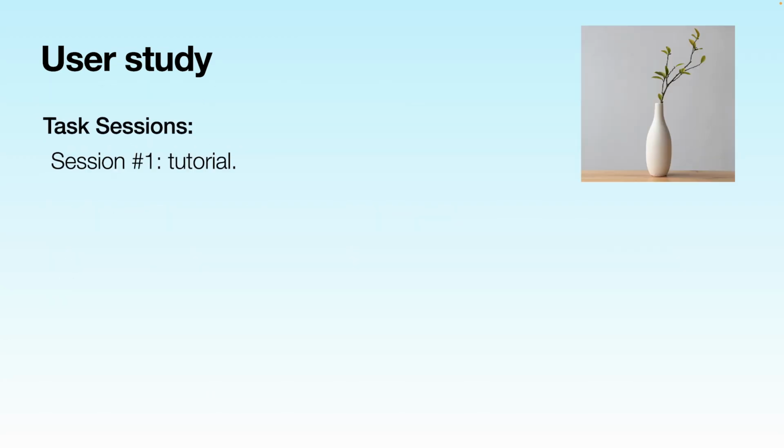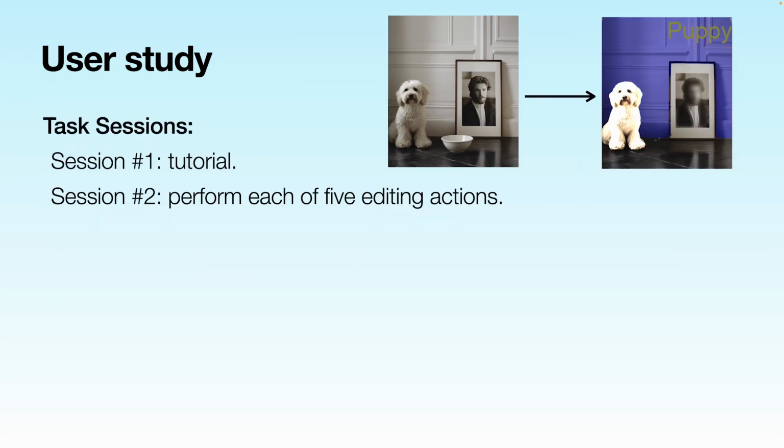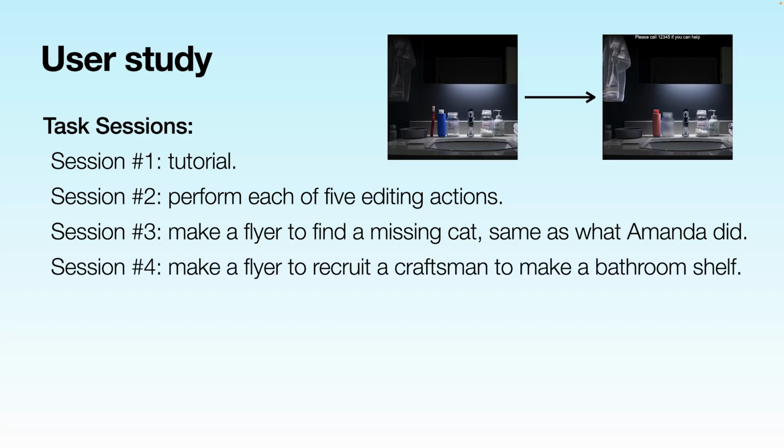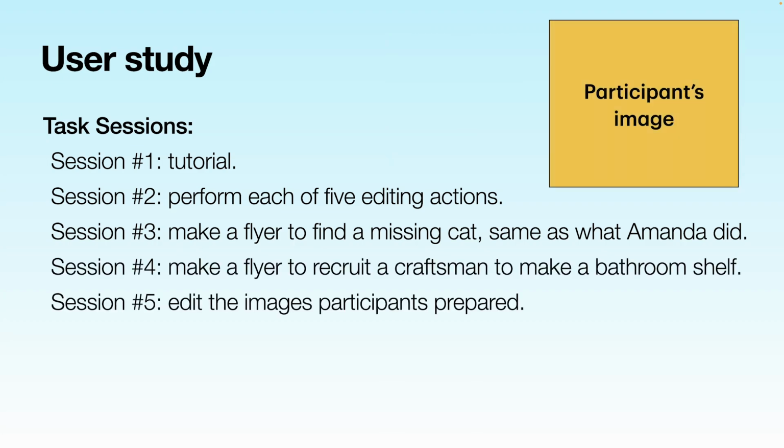The study started with a tutorial session. Then, Session 2 to perform each of 5 editing actions. Session 3 to make a flyer to find a missing cat, same as what Amanda did. Session 4 to make a flyer to recruit a craftsman to make a bathroom shelf. And Session 5 to edit the images participants prepared.